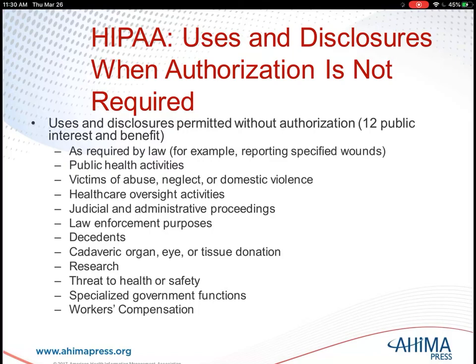And it says, with regards to subpoena and discovery requests, the party seeking the PHI must assure the covered entity that it's made reasonable efforts to make the request known to the individual who is the subject of the PHI. Okay? All right, now let's go over to 228.